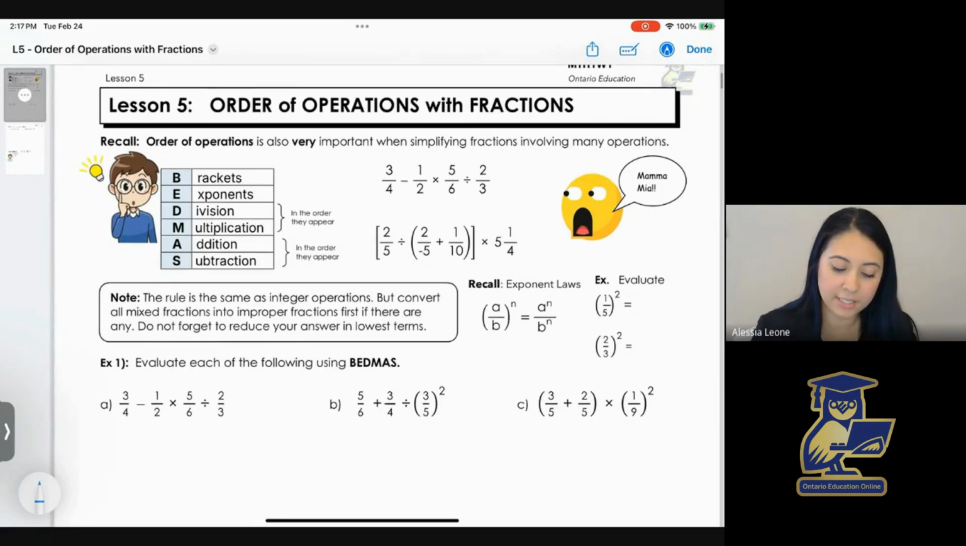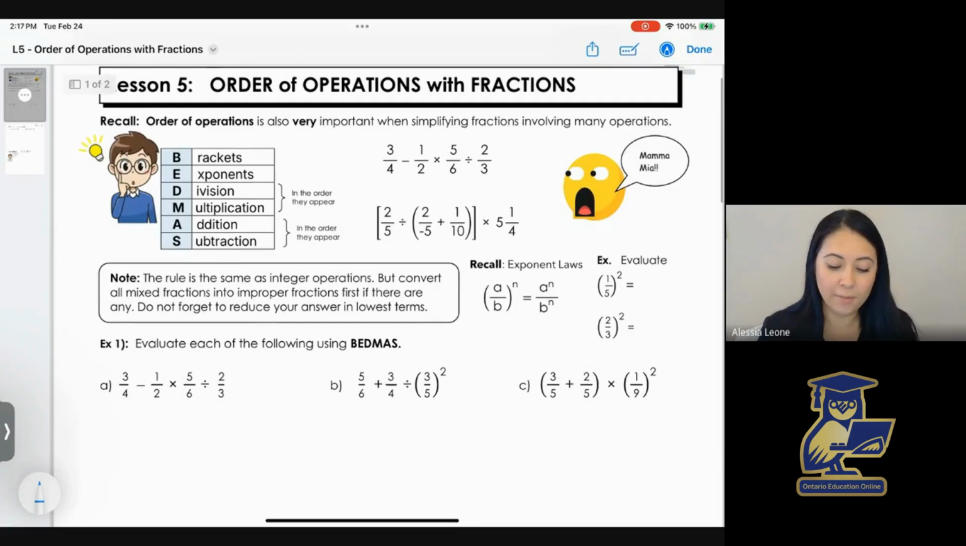Order of operations is also very important when simplifying fractions involving many operations. So at the top there, you will see our BEDMAS: brackets, exponents, division, multiplication, addition, and subtraction. Again, we do that in order. When it comes to division and multiplication, in the order it appears. And then when it comes to addition and subtraction, in the order it appears.